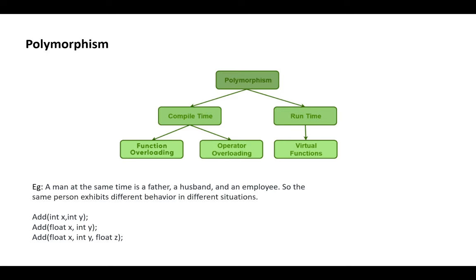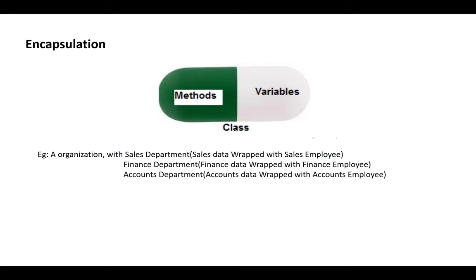Then going ahead, encapsulation. This is one of the important features which promotes data security. So here the data variables and data functions are bound together in a single entity called a class. Just to take an example, consider an organization with a sales department, finance department and accounts department. The sales department has the sales data wrapped with the sales employees, which means that only the sales data can be accessed by the sales employees only, and finance data can be accessed by the finance employees only, and the accounts department's data can be accessed by the accounts employees only.